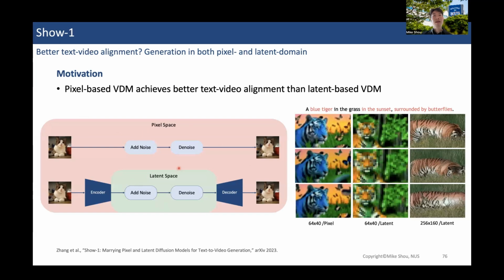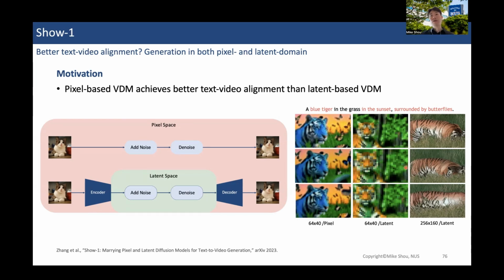So again, let's take a look at this diagram. For the model in the pixel space, it directly interacts with the image pixels, so that it can have better control over the content to be generated. But for the model in the latent space, although it's much more efficient, it goes through this encoder-decoder thing, so the content, especially the texture content, cannot be reflected correctly on the generated images or videos.